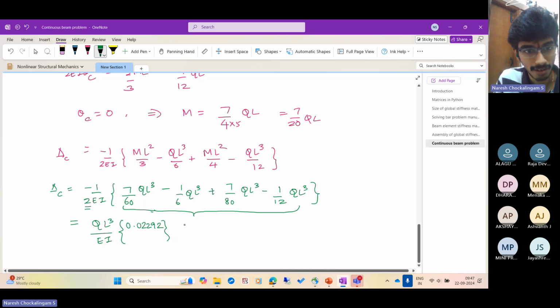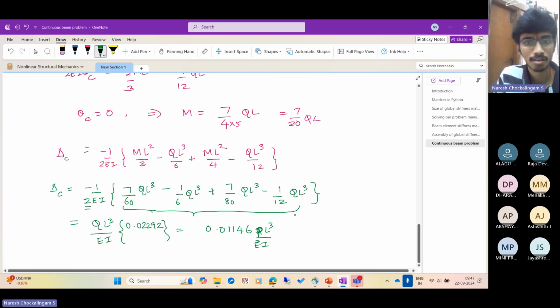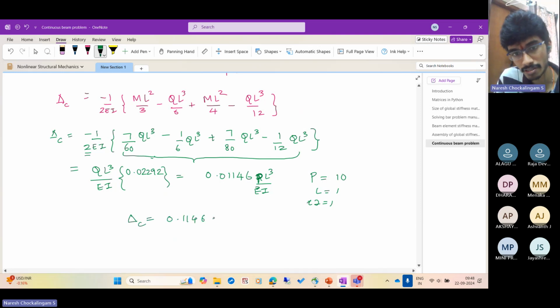So this is fine. So Q is actually P by 2. Can you just divide it by 2? So it is 0.01146. Sorry, not Q, P. So what did we take P as? We took P as 10, L as 1, EI as 1. So our code should answer delta C is equal to 0.1146 units, whatever units here.